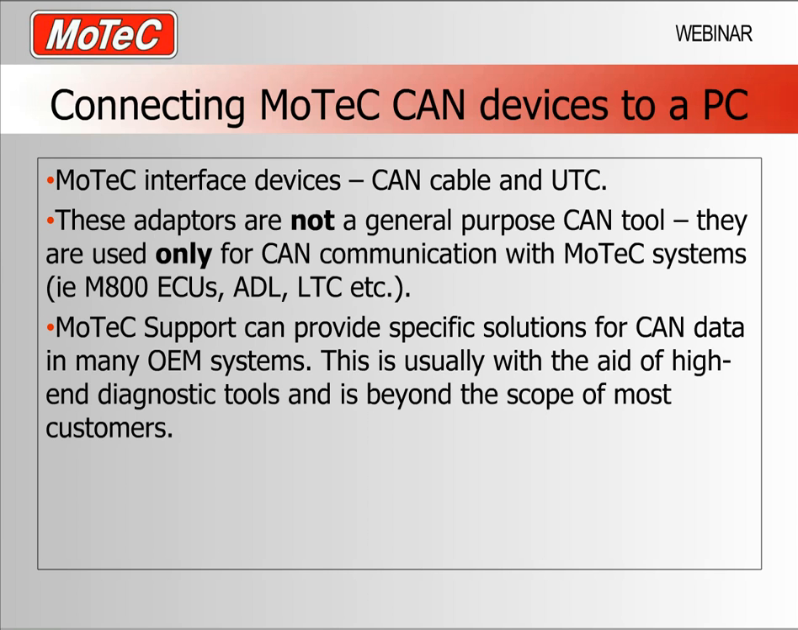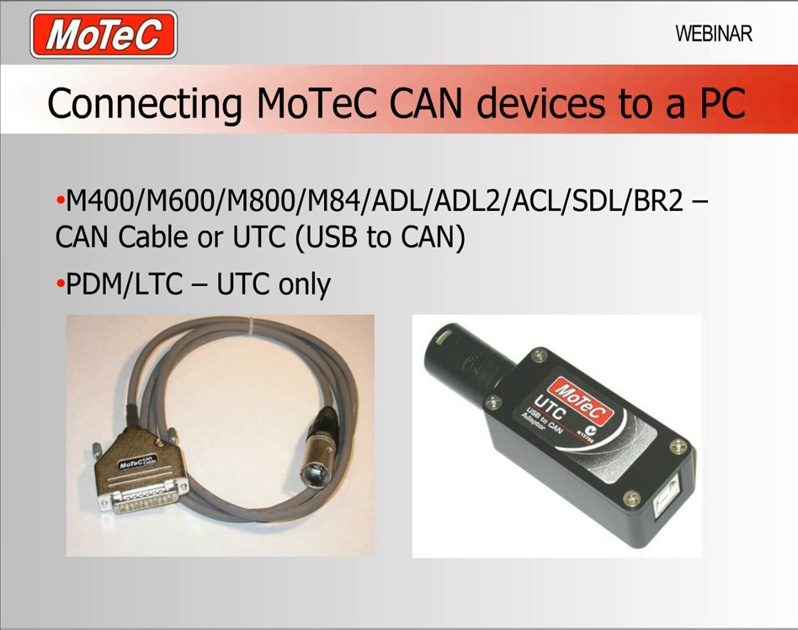Again, if you have more complicated CAN requirements, you can't use the UTC and the CAN cable to examine CAN data off existing systems. It's more the case that you have to give that to us or let us investigate it, and then we can supply you with information. So our CAN cable and our UTC device are simply a means of us communicating with our own devices. They're not a general purpose tool. Okay, so that's just a quick look at the two devices we normally use.